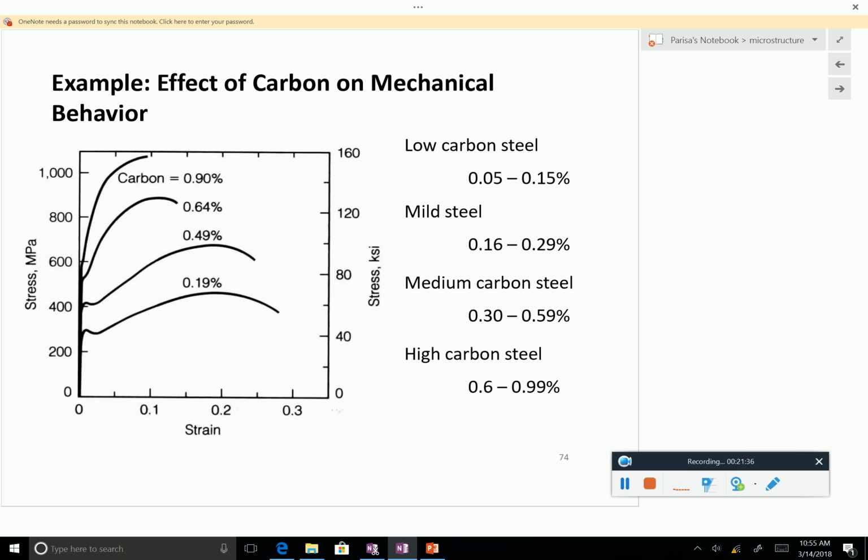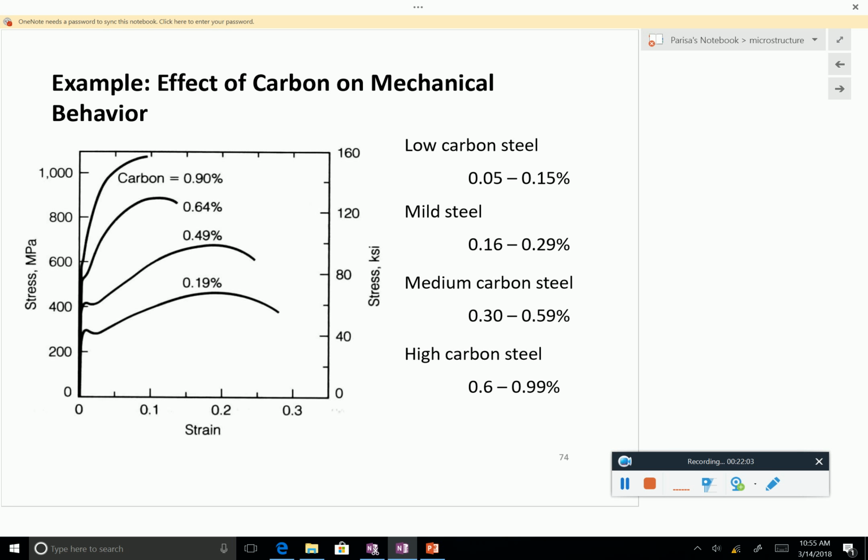So as Dimitri said, if you have less carbon, you have more toughness, more ductility. You can see as you decrease the amount of carbon, the ductility increases. But what else do we see? When you increase the carbon, what else is increasing? The strength. Everyone is saying it's the strength.